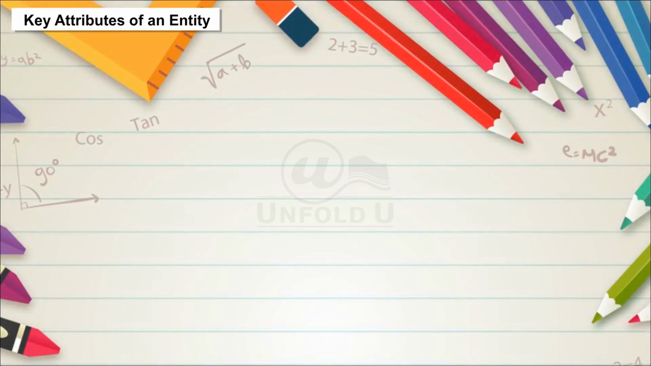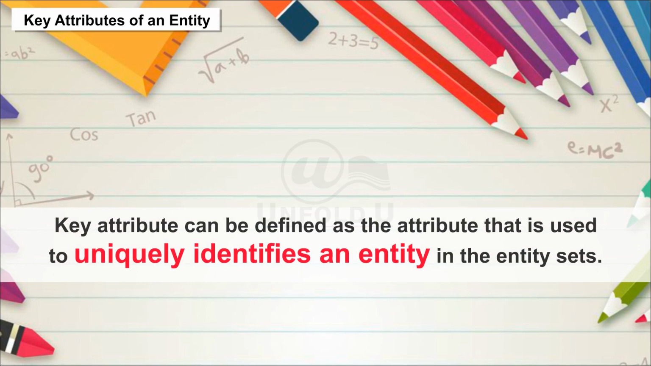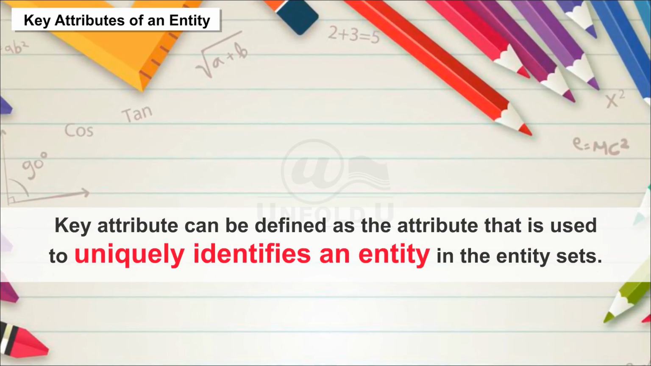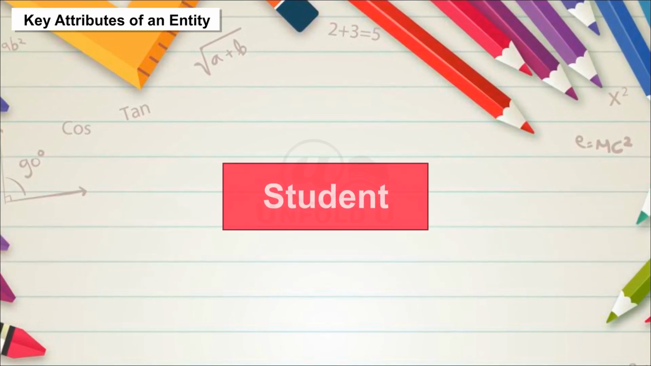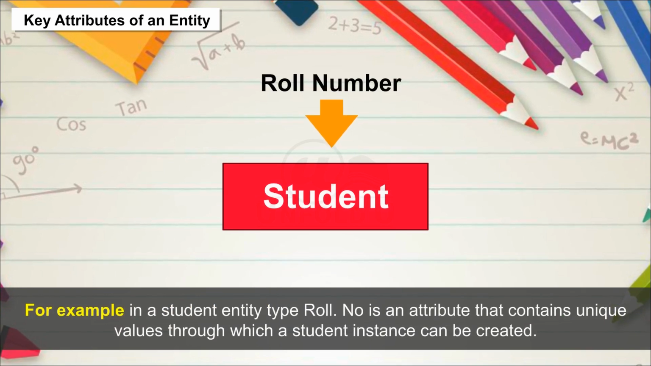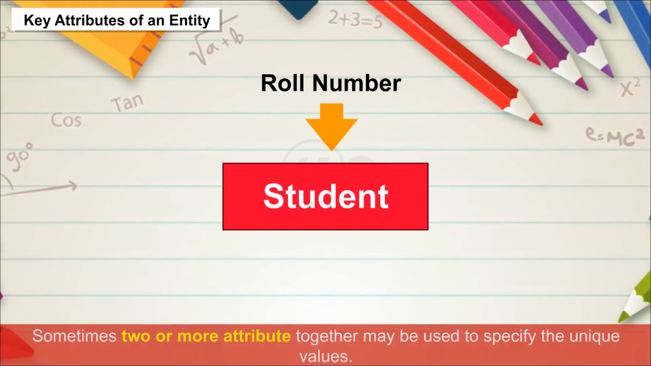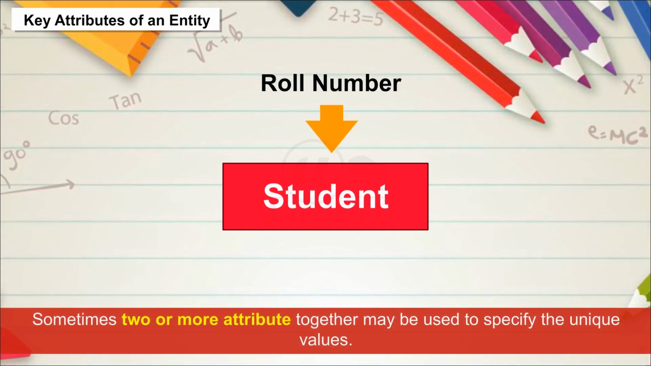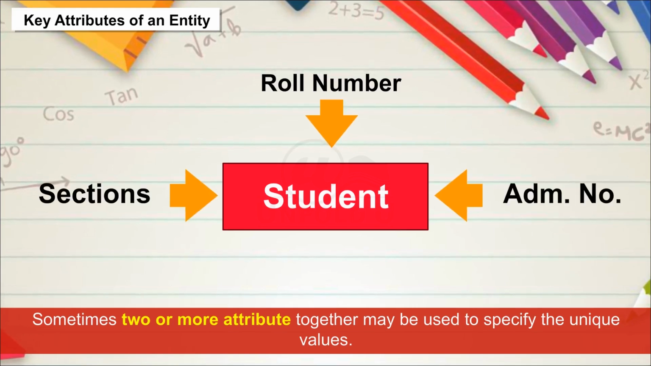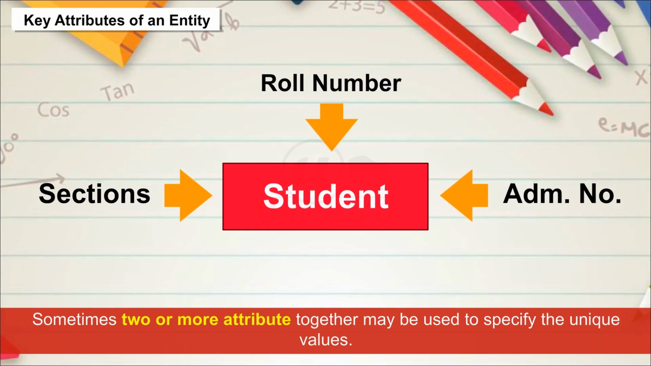Key attributes of an entity. Key attribute can be defined as the attribute that is used to uniquely identify an entity in the entity sets. For example, in a student entity type, roll number is an attribute that contains unique values through which a student instance can be created. Sometimes, 2 or more attributes together may be used to specify the unique values. For example, the student entity type can have sections and roll number as composite keys.